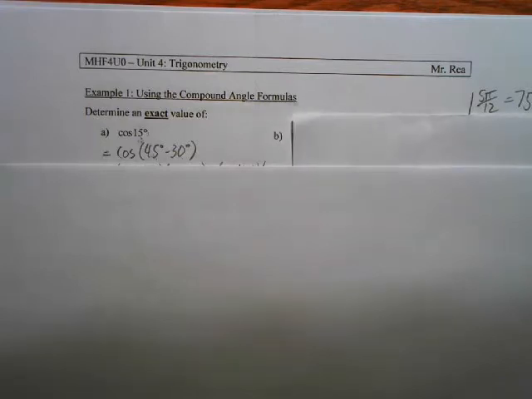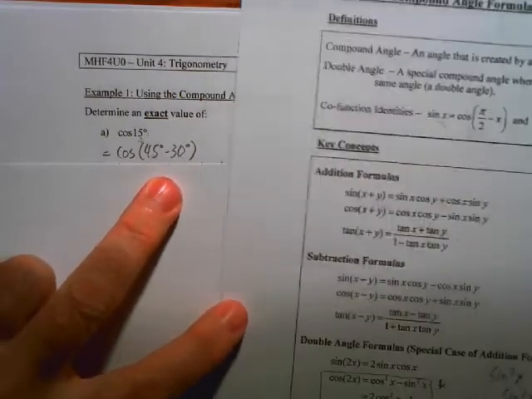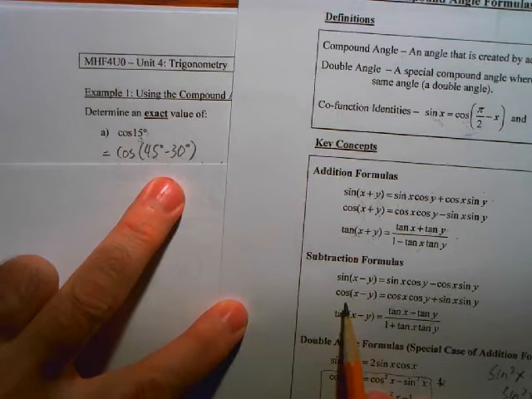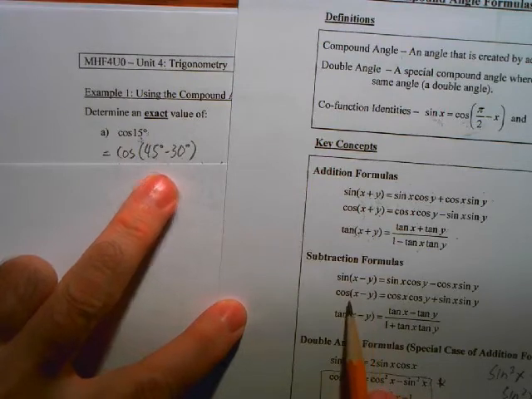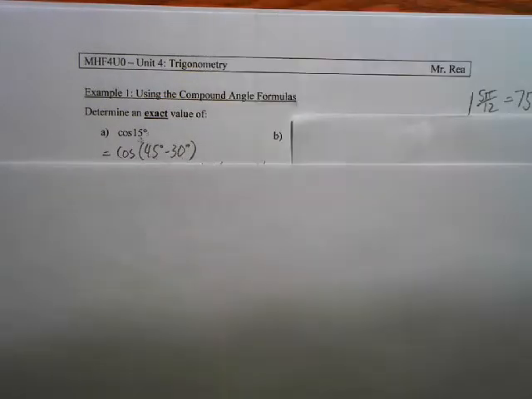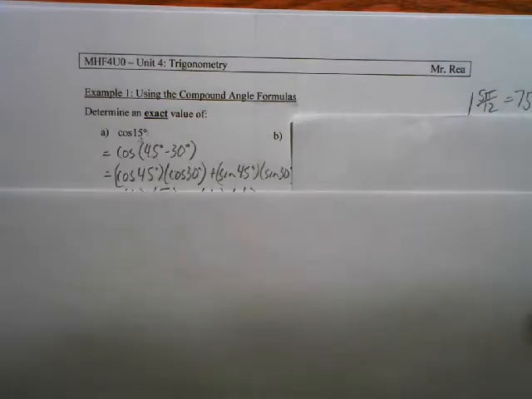Let me go back to the sheet here. So that's the cosine, and that's the difference subtraction formula. So I'm going to basically rewrite cosine of 45 minus 30. I'm going to replace the x's with 45 and the y's with 30. Okay, and I come up with this.